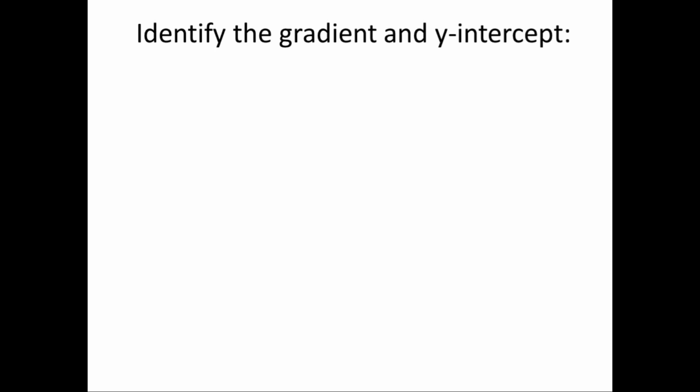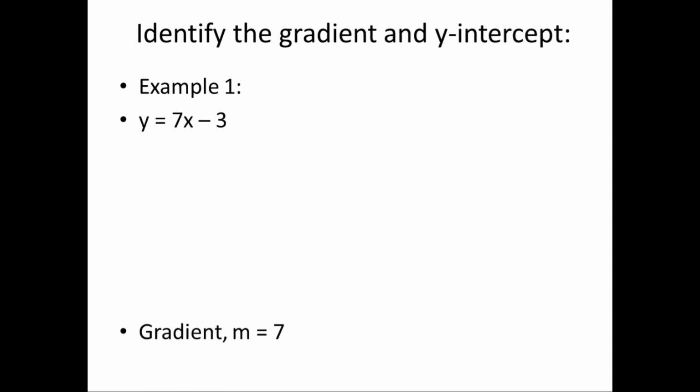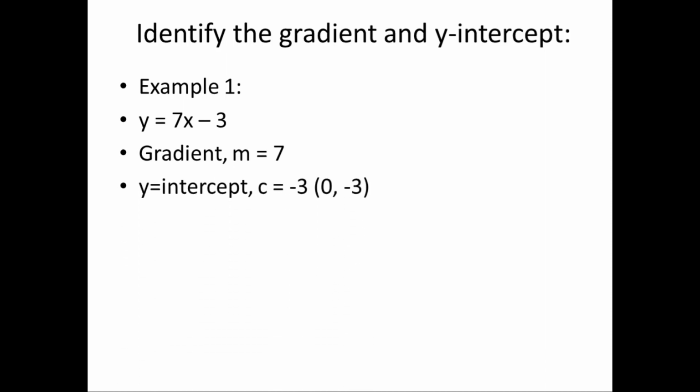So let's look at an example where we identify the gradient and y-intercept. If you had the equation y equals 7x minus 3, then the gradient would be 7 and the y-intercept would be negative 3, or the point 0, negative 3. The gradient m is 7 simply because it is the coefficient of the x term. And then the y-intercept, negative 3, is the constant by itself.